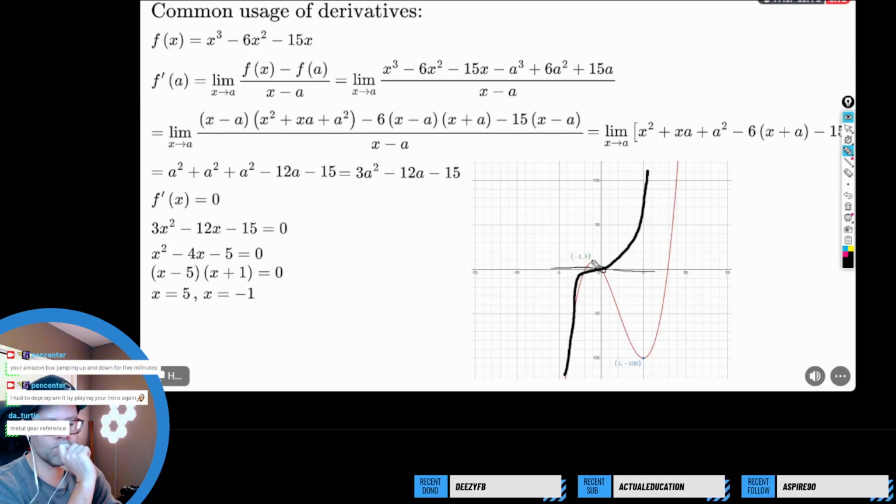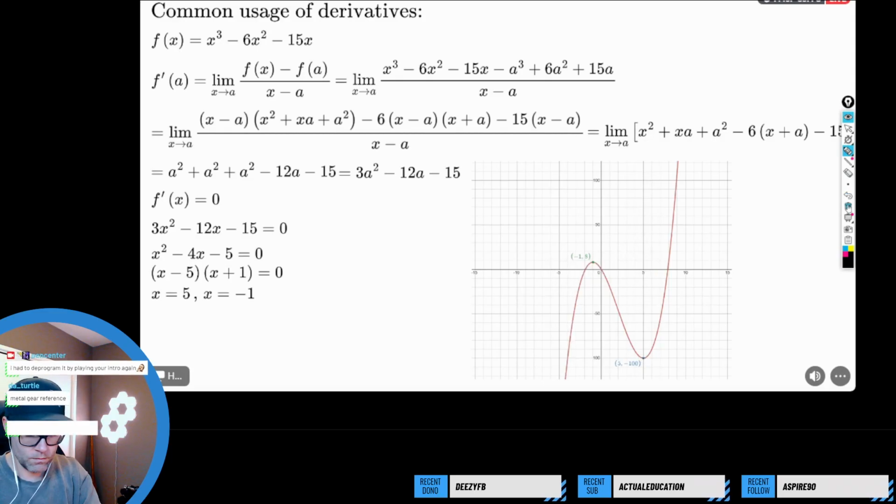But every function that has a minimum or a maximum point and is differentiable at this point, the derivative is 0, which we will see later.